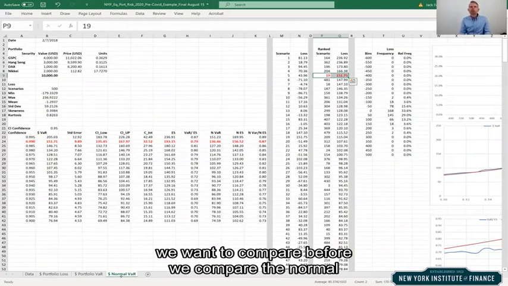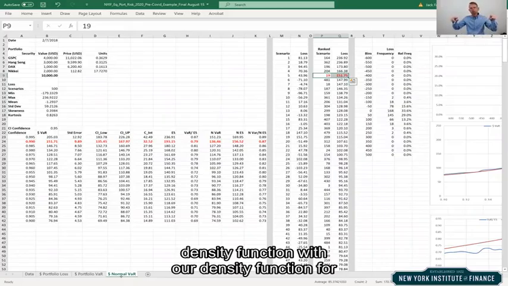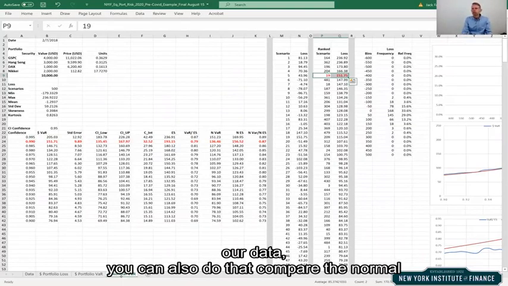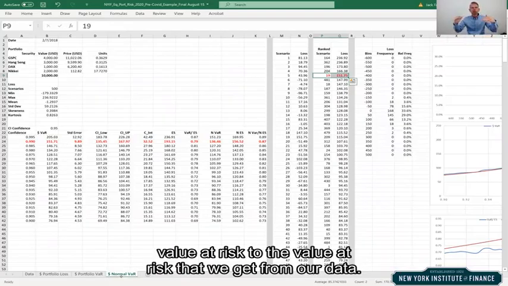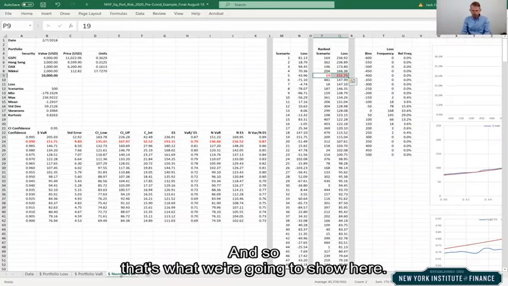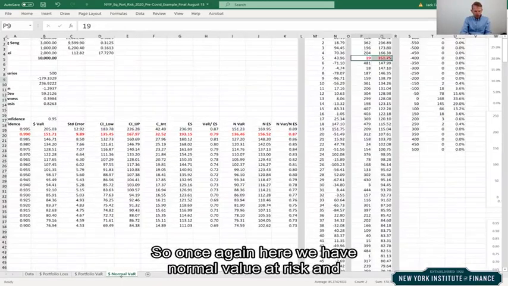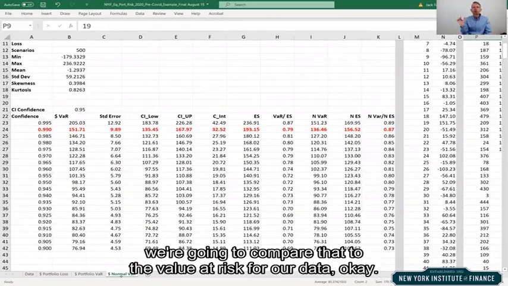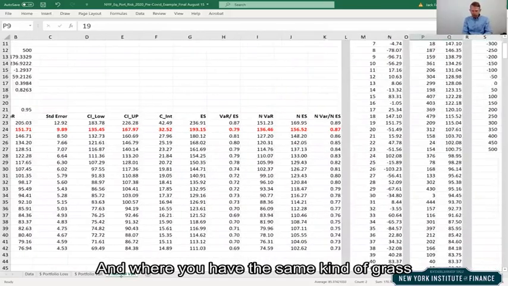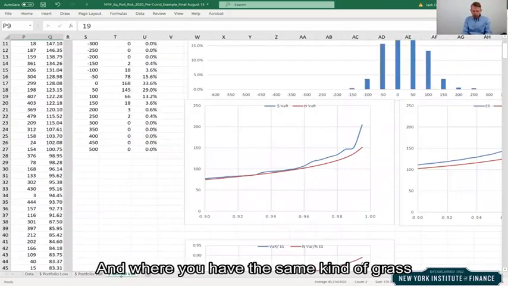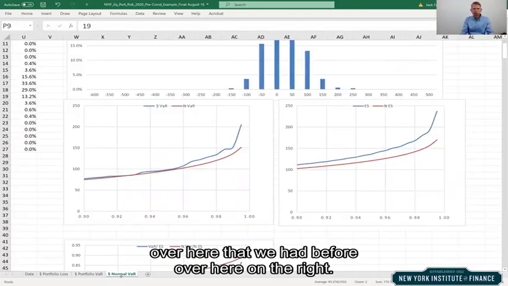Now, as the final thing for this worksheet, we want to compare. Before, we compared the normal density function with our density function for our data. You can also do that to compare the normal value at risk to the value at risk that we get from our data. And so that's what we're going to show here. Once again, here we have normal value at risk, and we're going to compare that to the value at risk for our data. Okay, and we have the same kind of graphs over here on the right that we had before.